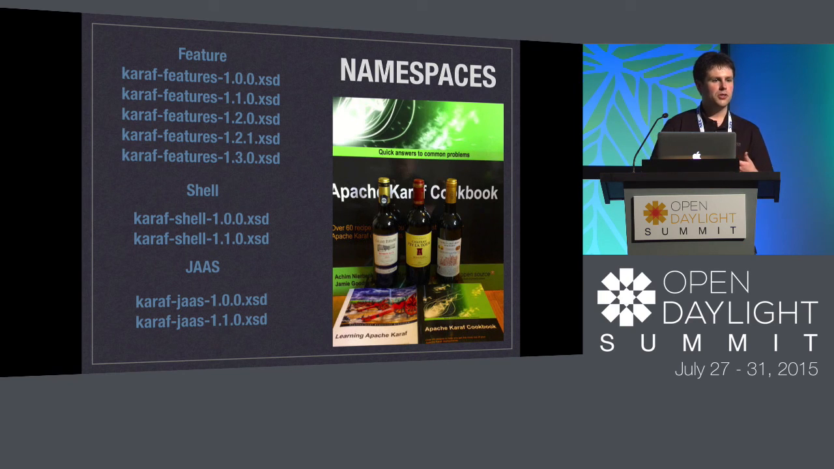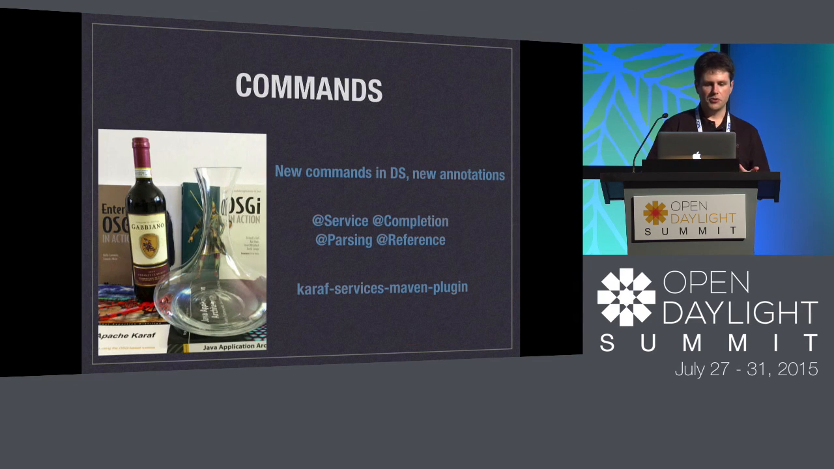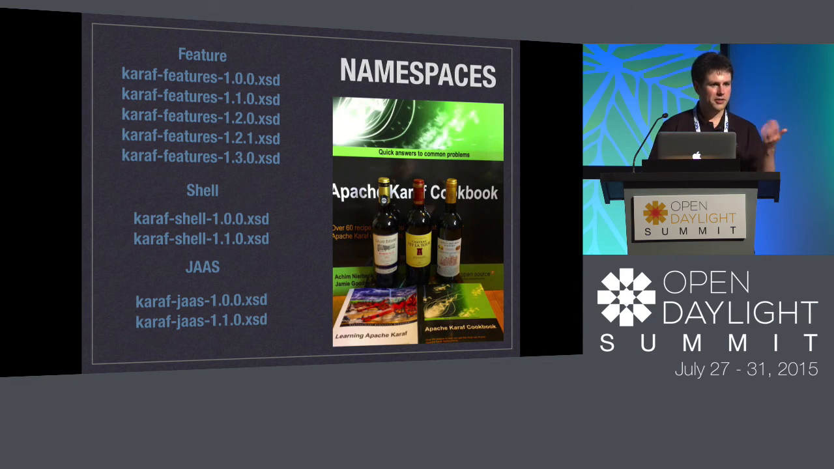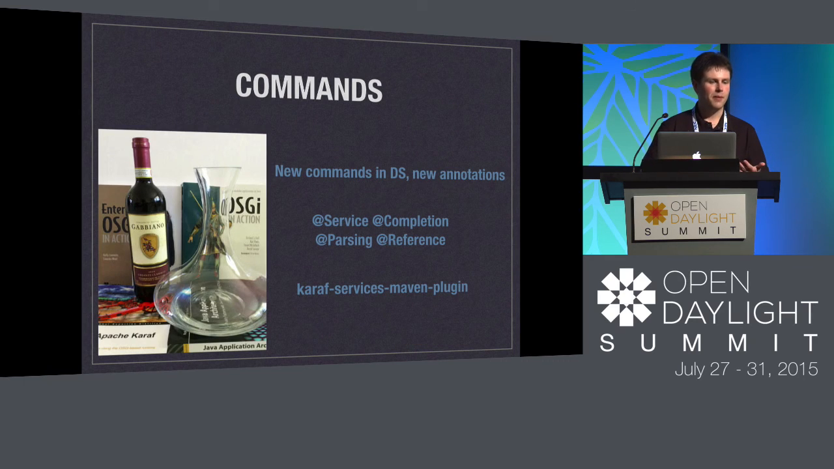But if you want to use a declarative service model to build your command, you'll want to be using the shell 1.1.xsd to set things up, and using the service completion parsing and reference annotation for doing DS style commands. So you'd want to do that. Your old commands will still work, so I don't want there to be any confusion. But if you want to create new ones that fit well into that architecture, you'd want to create new things that way.